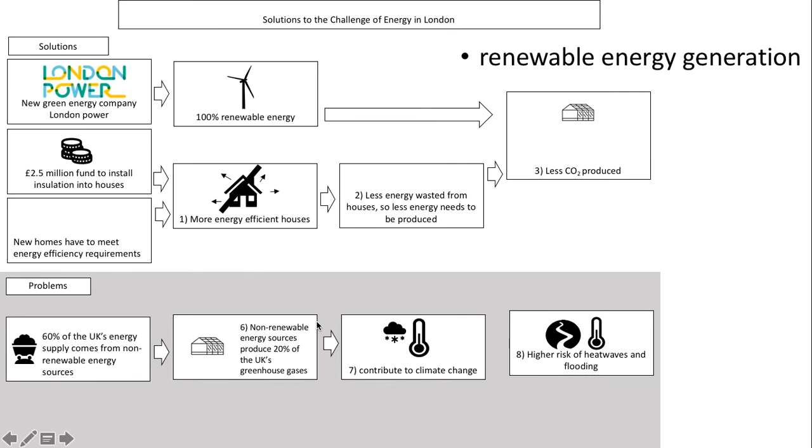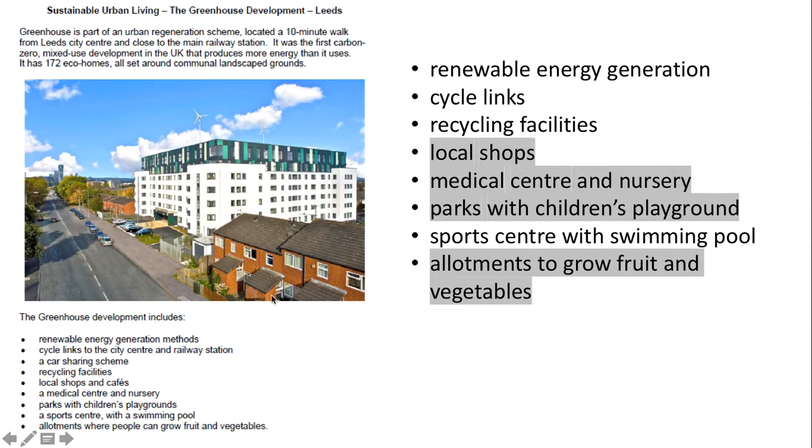Therefore, they're not producing greenhouse gases, they're not contributing to climate change, so they're not getting the extreme weather like heat waves and flooding. Or they're reducing, we would still get the extreme weather, but they're reducing the risk of that extreme weather. So climate change is a problem because we'll get more extreme weather. And we'll get more severe extreme weather. So, if more developments, like the greenhouse development, start using renewable energy generation, then you're reducing that risk that we'll get more extreme weather.